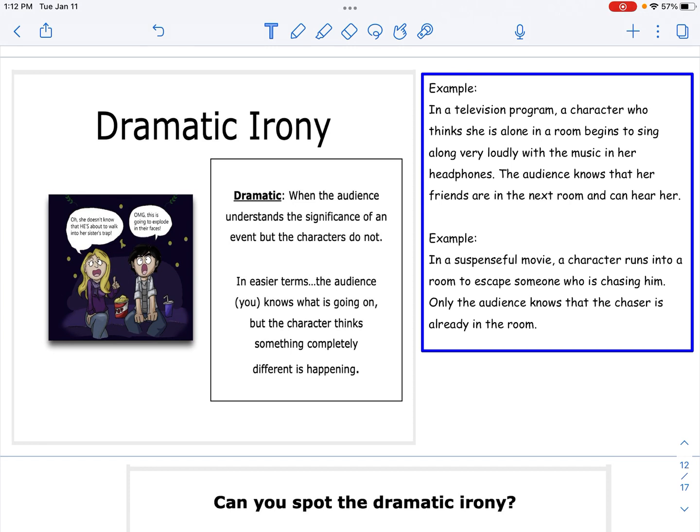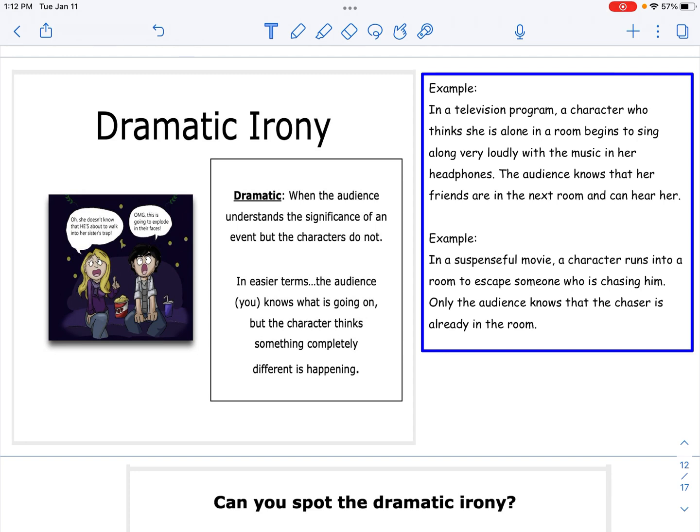Okay, so let's talk about dramatic irony. Dramatic irony has a lot to do with plays and movies, and of course, books. When we talk about dramatic irony, it's when we, the audience, know more than the characters in the story. In easier terms, it just means the audience, which means you or the reader, knows what's going on, but the character thinks something completely different.